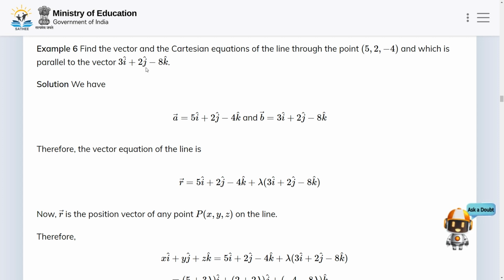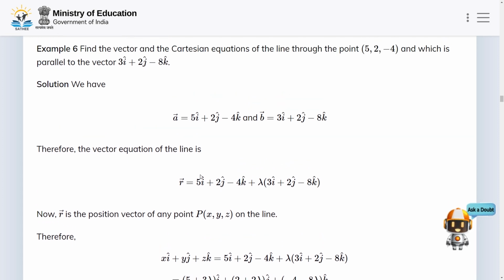Your line is parallel to this vector, as well as passing through this point. So this means your a vector will be 5i hat plus 2j hat minus 4k hat, and b vector will be this. So your r vector will be what? As we have already seen, r will be a plus lambda times b.